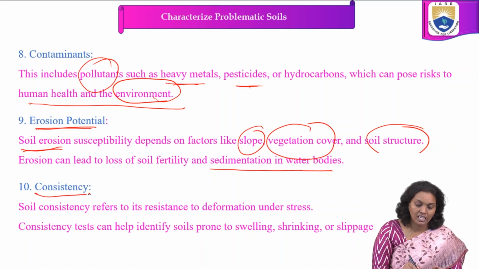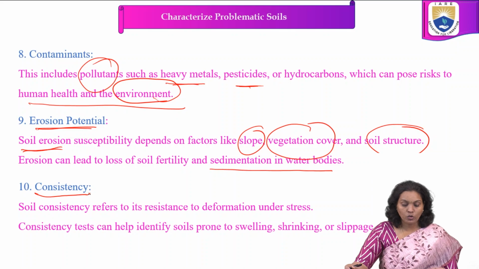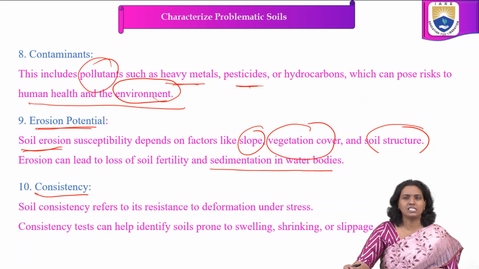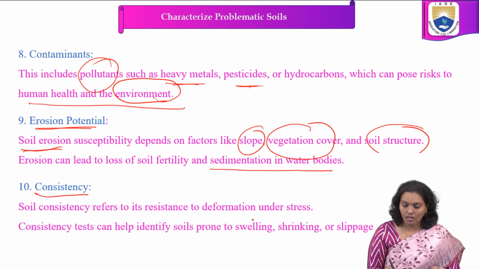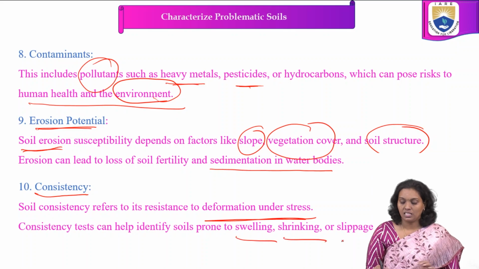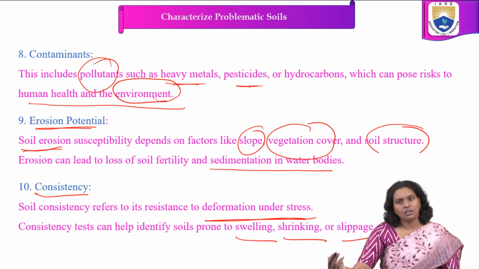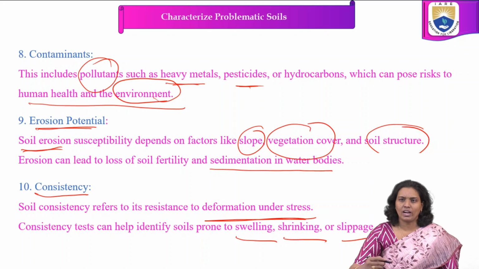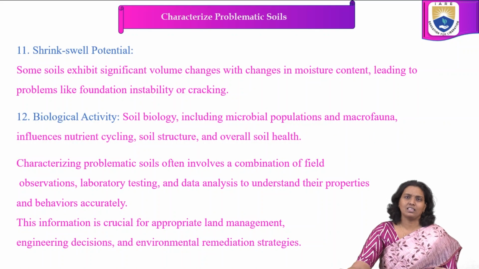The next one is consistency. Soil consistency refers to its resistance to deform under stress. A consistency test can help identify soil prone to swelling, shrinkage and slippage. Based on this characteristic, we understand how much it swells and how much shrinkage is going to happen. All these parameters we will understand.